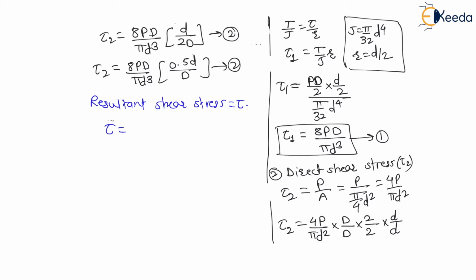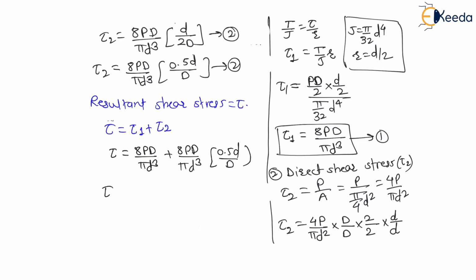This resultant shear stress will be the summation of torsional shear stress and direct shear stress. Hence, if I simplify, this resultant shear stress will be equal to 8PD divided by pi d cube plus 8PD divided by pi d cube into 0.5d divided by D. Now let us take 8PD divided by pi d cube common. Therefore, this resultant shear stress is equal to 8PD divided by pi d cube, and in the bracket there will be 1 plus 0.5d divided by D.